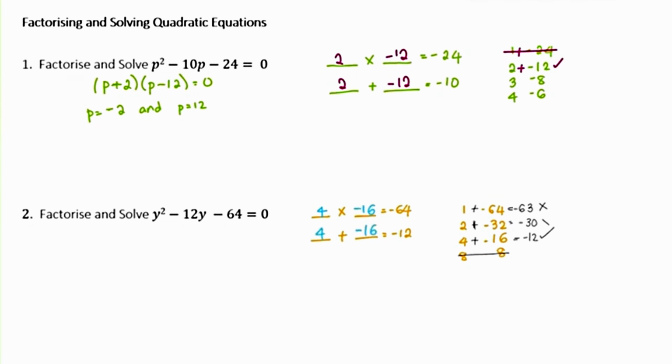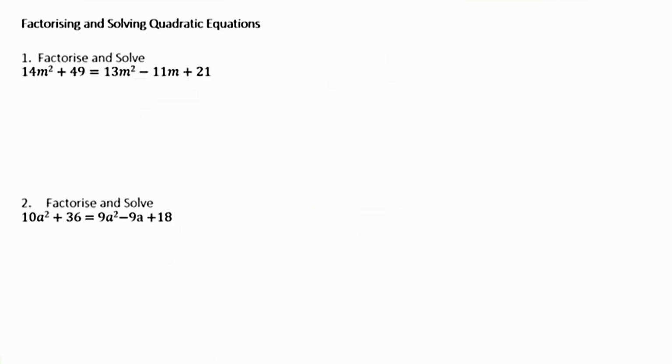So we can now factorize this as y plus 4 and y minus 16 is equal to 0. So if we now want to solve this, we can say y is equal to negative 4 and y is equal to 16. For number 1 here, we have to factorize and solve the given equations.